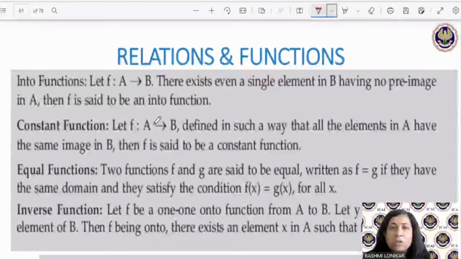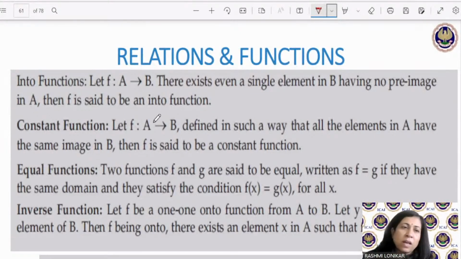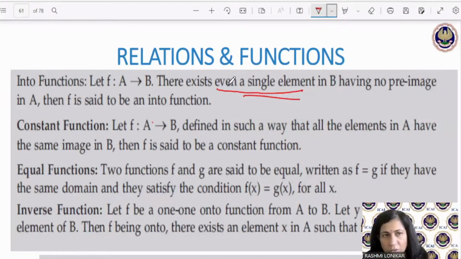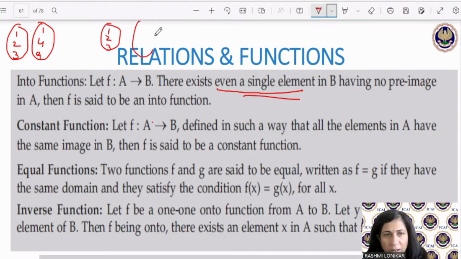Then we have talked about injective, bijective, surjective. And now we are talking about into function. If there exists even a single element in B having no pre-image in A, then f is said to be an into function. So as we talked here, 1, 2, 3 and I have 1, 4, 9. Then I have 1, 2, 3 and I have 1, 4, 9, 16. We have taken this example earlier.